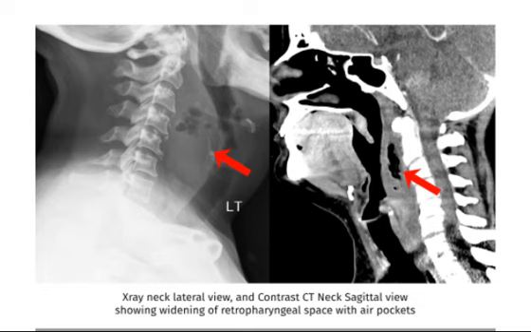Diagnosis. X-ray soft tissue neck lateral view shows widening of the prevertebral space and presence of gas. CT scan. Figure 5 shows CT scan neck axial section of retropharyngeal abscess.